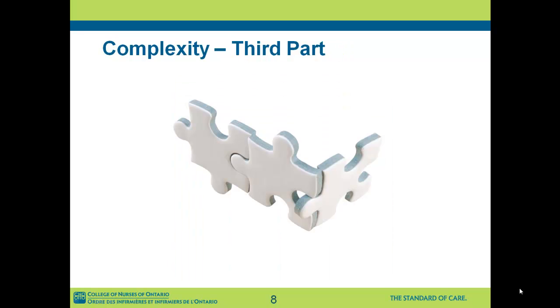The third part is the degree to which a client's condition and care requirements are identifiable and established. Some questions to ask are: how much do I know about this client? Do I know this client's condition and what care he or she will require? How likely is it that I can gain more information about the client? When combined, all three parts of the definition form a picture of the complexity of the client.